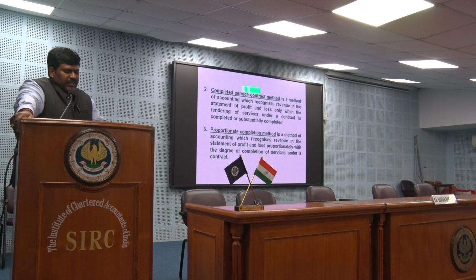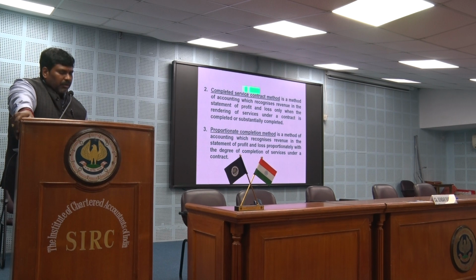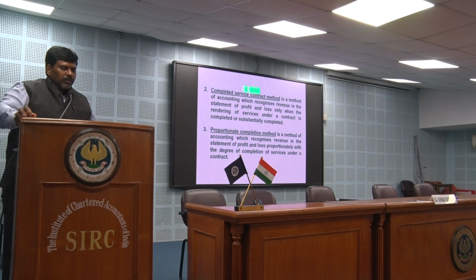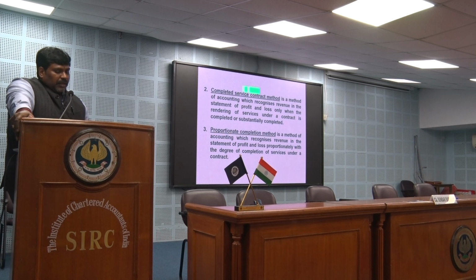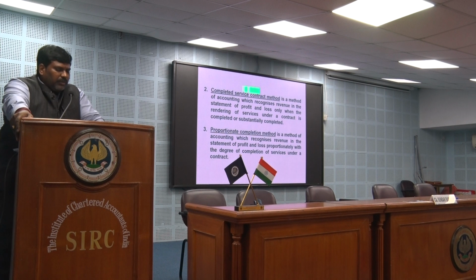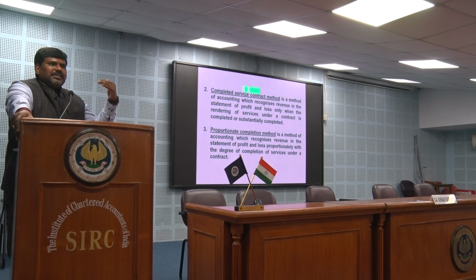Definition of completed service and proportionate completion method is given here, but though the principles we discuss it, just see the definition alone. Completed service contract method is a method of accounting which recognizes revenue in the statement of profit and loss only when the rendering of services under a contract is completed or substantially completed. On the contrary, the proportionate completion method is a method of accounting which recognizes revenue in the statement of profit and loss proportionately with the degree of completion of services under a contract.